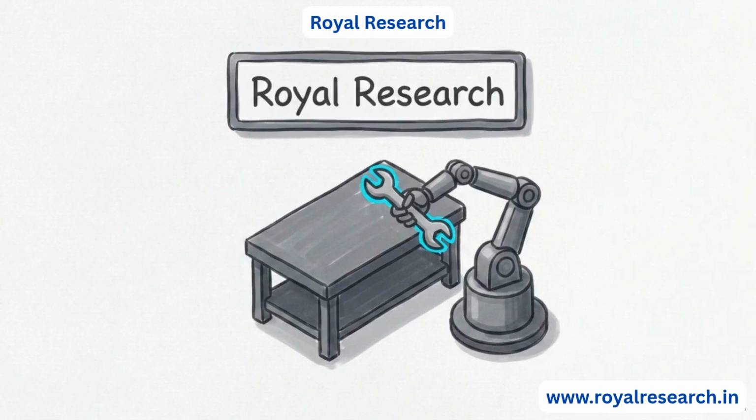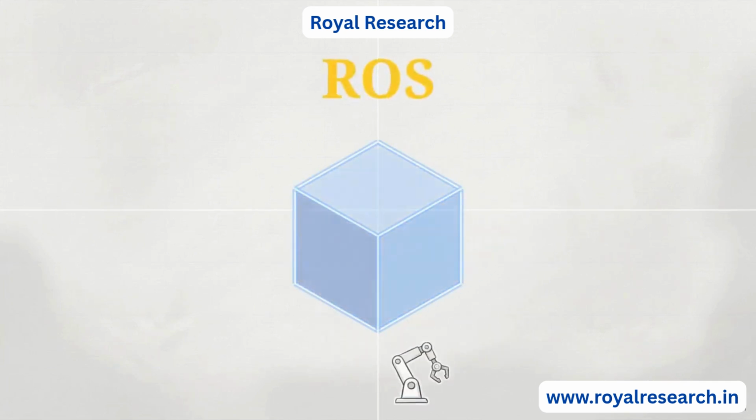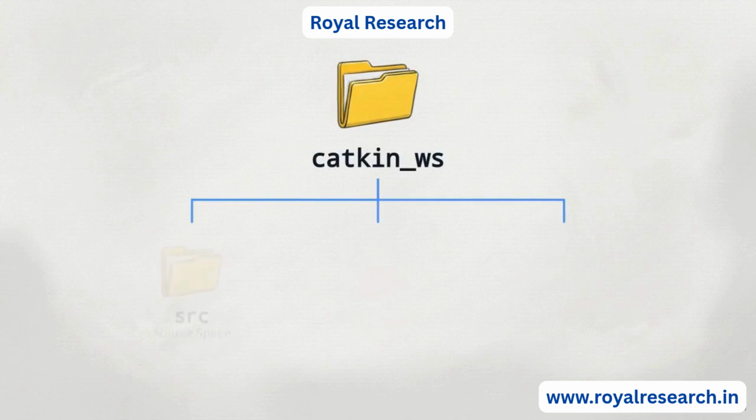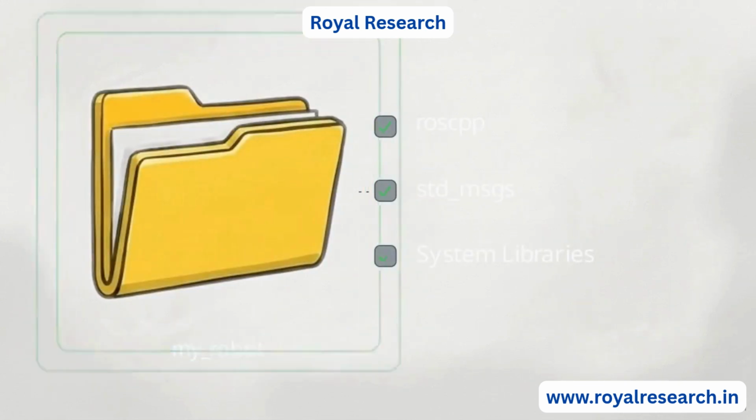Today, we are going to build your first robot operating system, or ROS, package entirely from scratch. As you can see in this structural visualization, our end goal is to create a fully functional Catkin workspace containing a cleanly structured package with all required system dependencies properly installed.